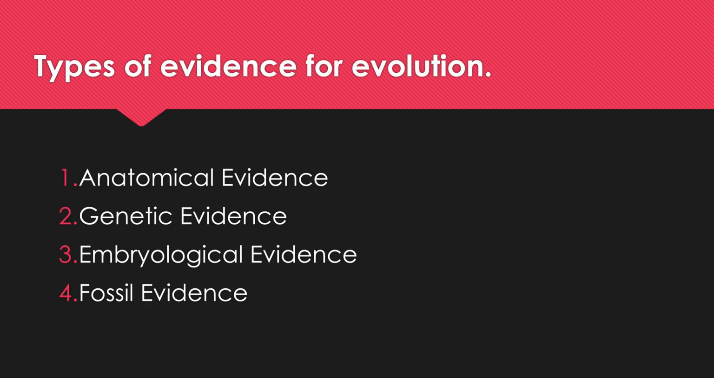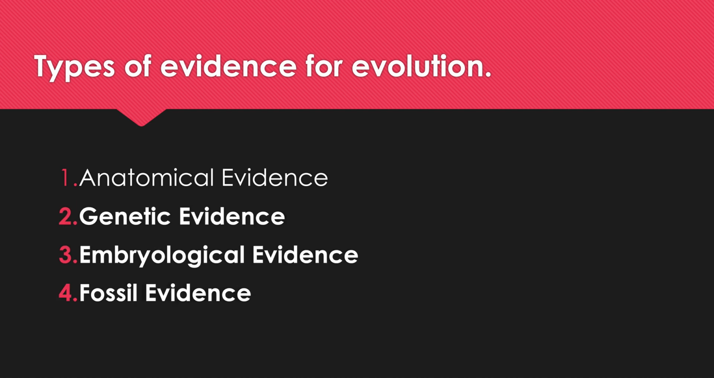We said that there's 4 types of evidences that we would be discussing, and last module we went over anatomical evidence. This week we're going to talk about the remaining 3. We're going to talk about genetic evidence that supports the theory of evolution, embryological evidence, and fossil evidence.